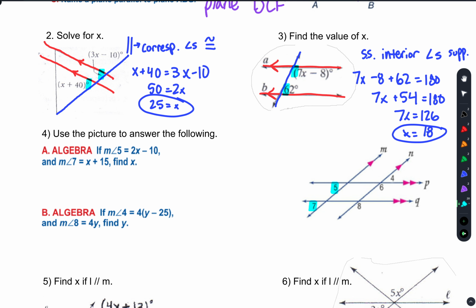Now, based on my properties, they have to lie on the same transversal. What is the line that they have in common, angle 5 and angle 7? Caitlin. They are corresponding. What is their transversal? What's the line that goes through both of them? Anna. M. Perfect. Which means that the two parallel lines are going to be P and Q. And like Caitlin said, these two are corresponding angles. We know that corresponding angles are what? If those two lines are parallel, we know that those two angles are congruent. So I can set them equal.